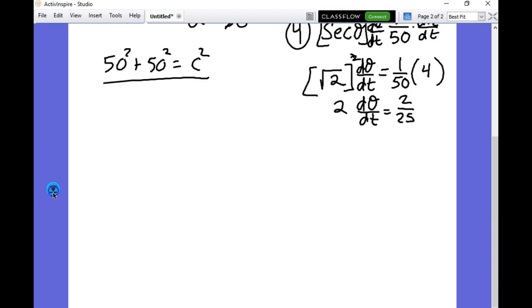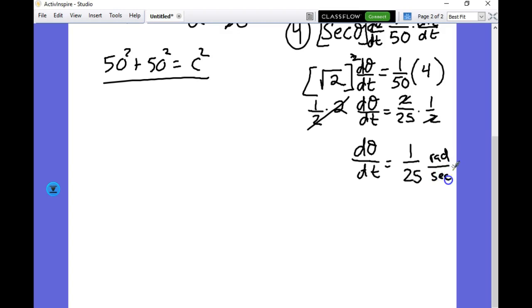And then finally, last step is we're going to divide both sides by 2, or just so it's more visually appealing, since we're working with fractions, I'm going to multiply by the reciprocal, which makes these 2's go away. And now I'm left with the rate of change of theta with respect to time is 1/25 radians per second. Okay?